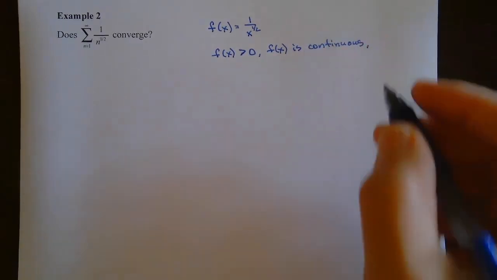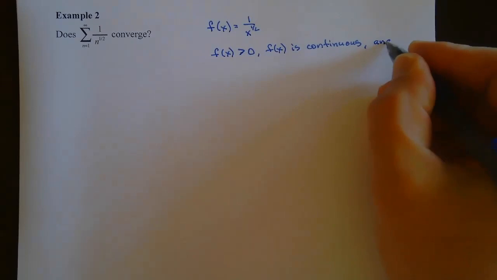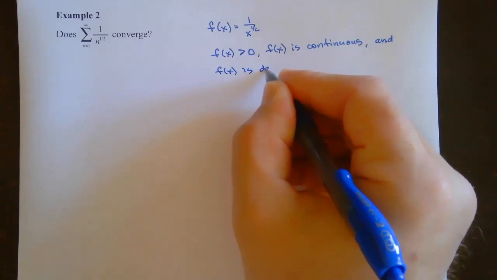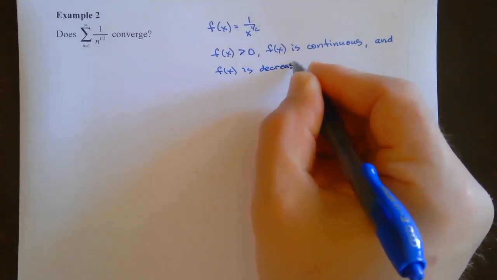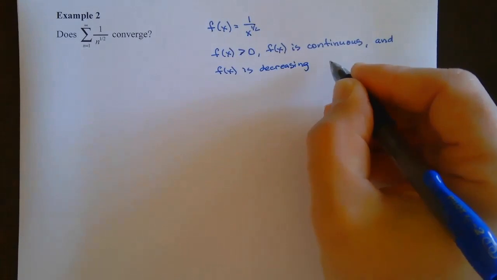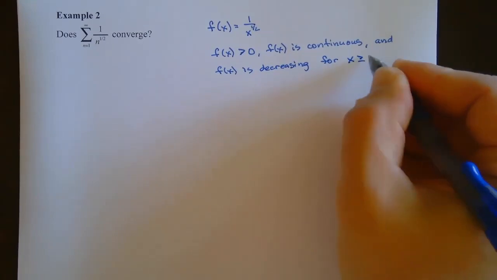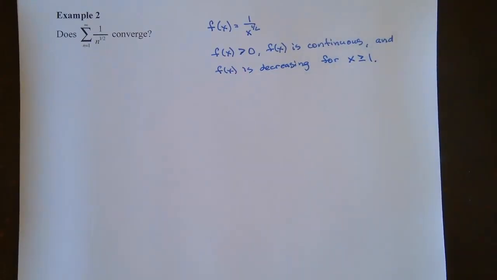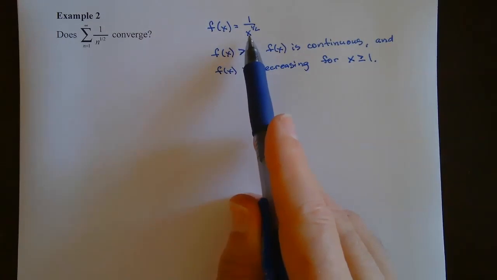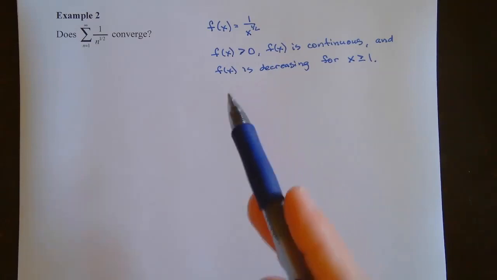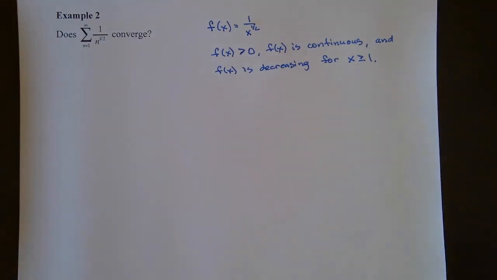So f of x is continuous, and we would say f of x is decreasing on x greater than or equal to 1. And if you think about it, when x is greater than or equal to 1, this denominator gets bigger and bigger and bigger, which makes the overall fraction smaller and smaller and smaller. So it would have to decrease. Just kind of rationalizing it out, just using logic. All right, so now we need to do the integral.